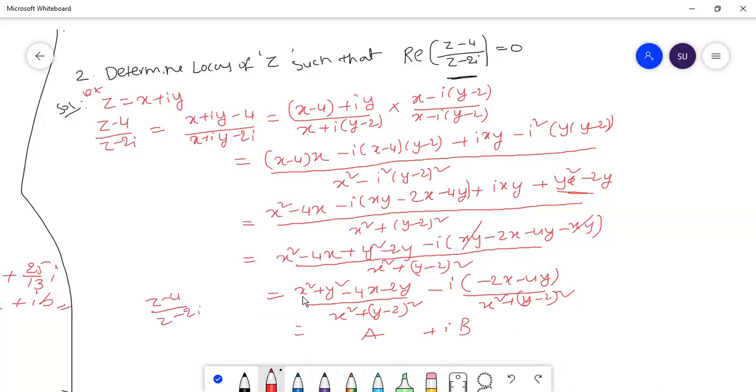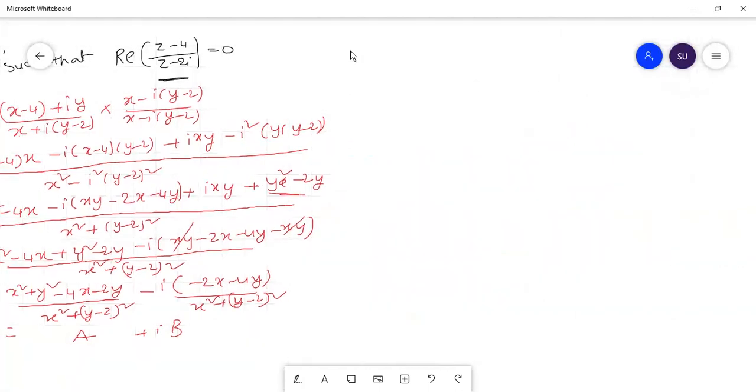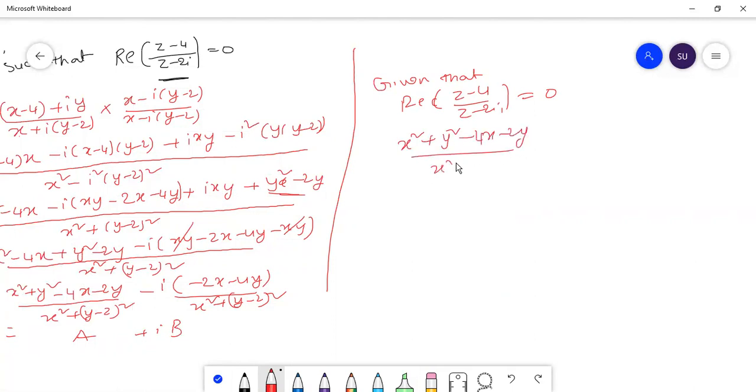Now, the given condition is what? The real part of (z minus 4) by (z minus 2i) is 0, they said. Given that the real part of (z minus 4) by (z minus 2i) is equal to 0. But what is the real part of (z minus 4) by (z minus 2i)? We have done it in the previous step, that is (x square plus y square minus 4x minus 2y) divided by (x square plus (y minus 2) whole square) is equal to 0.